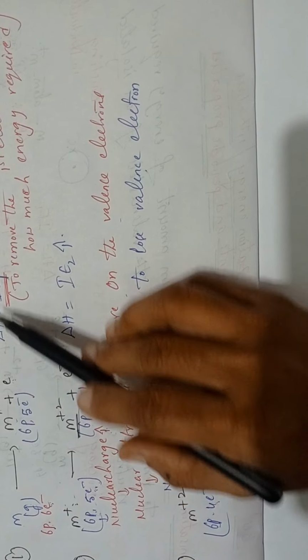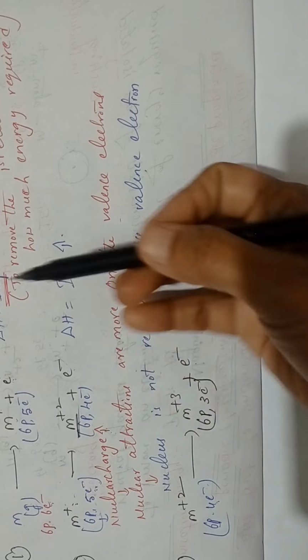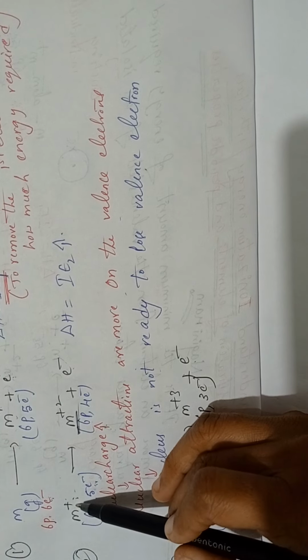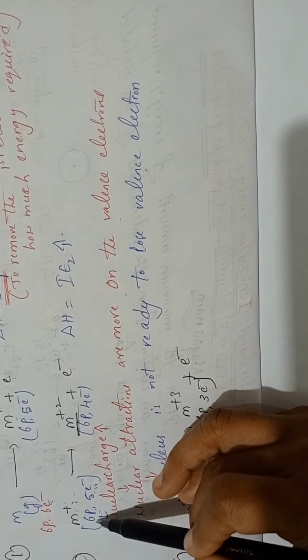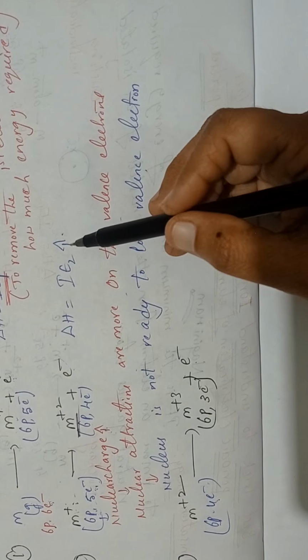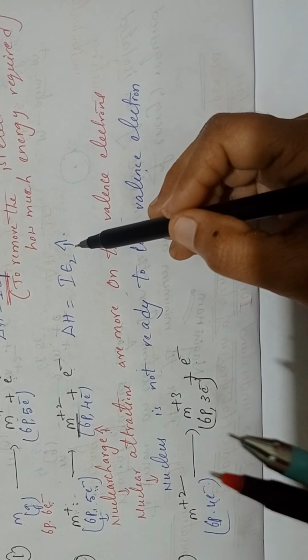To remove the first electron, energy is required, that is IE1. To remove the second electron from the ion, it is very difficult, students, because nuclear charge is more, the protons number is more. So that's why IE2 is more. To remove the second electron, the energy required is called the second ionization energy.